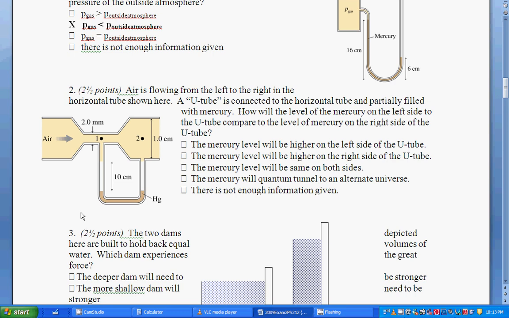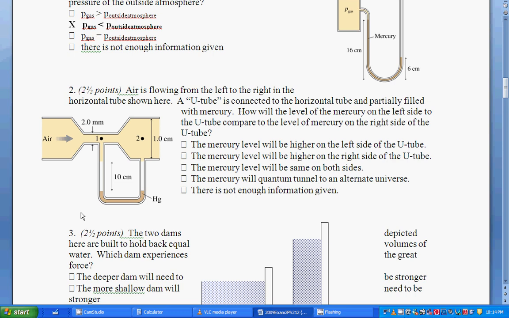Number two, air is flowing from the left to the right in the horizontal tube shown here. A U-tube is connected to the horizontal tube and partially filled with mercury. How will the level of the mercury on the left side of the U-tube compare to the level of the mercury on the right side of the U-tube? Well, remember that by Bernoulli's discovery, fast-moving air has lower pressure than slow-moving air.